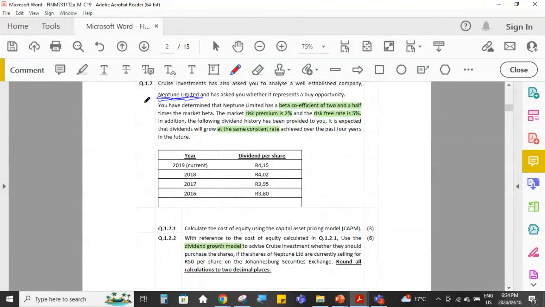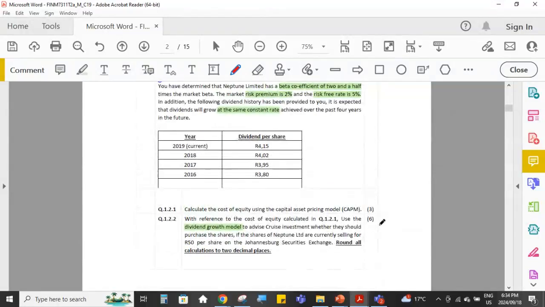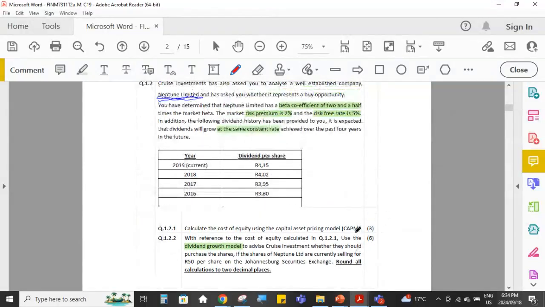And then question 1.2, we have now got 9 marks for. And if we go and look at the required, they want us to calculate the cost of equity using the capital asset pricing model.